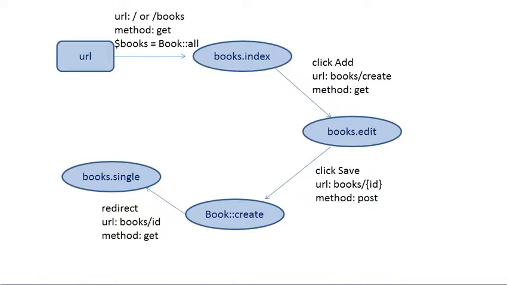So these routes can get a bit confusing, and I've created a diagram to help us out. Remember that we started with a URL, and this set up a books variable using the book all from Eloquent. This called the books index view, listed all the books, and then when we clicked add, that used the get method and a books/create URL, took us to books edit where we entered some fields. We clicked save. At that point, the method was post based on the submit button, and the URL was books with the ID. We went to book create, which is Eloquent's way of adding data to the database.